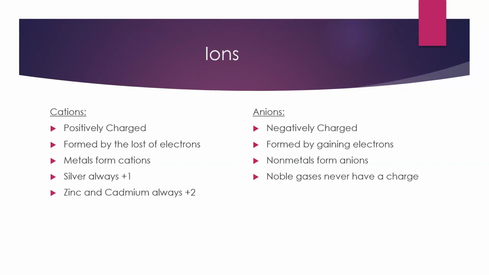Then we have our anions, which are negatively charged. They are formed by gaining electrons, because once again, electrons have a negative charge, so when we gain a negative, it becomes negative. They are formed by nonmetals, and keep in mind our noble gases are not either cations or anions because they never have a charge.